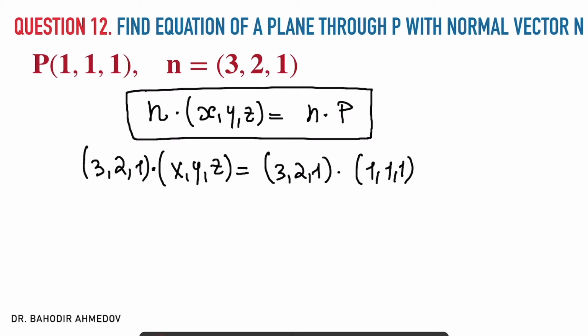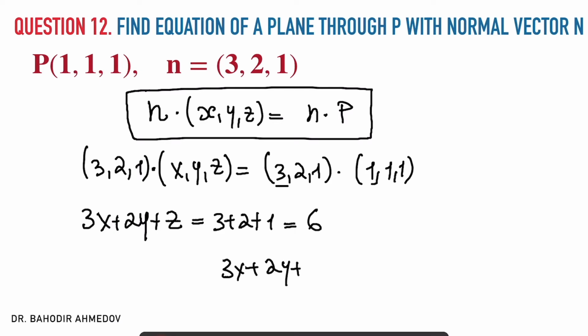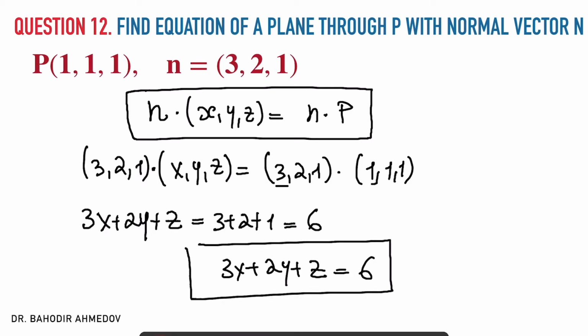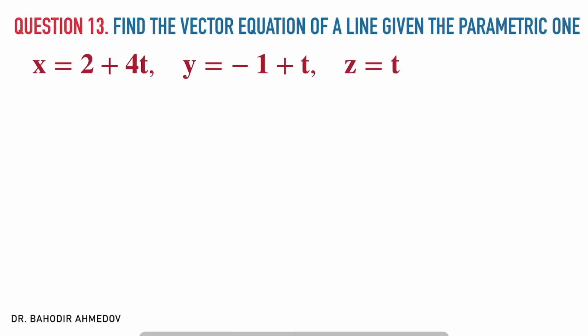On the left hand side, we've got 3x plus 2y plus z, equal to 3 plus 2 plus 1. We have to multiply these two vectors as a dot product, which is going to be equal to 6. Well, 3x plus 2y plus z equal to 6 is going to be the equation of the plane passing through this point P with a normal vector n. Question number 13, we have to find a vector equation of a line which is given through the following parametric equation.